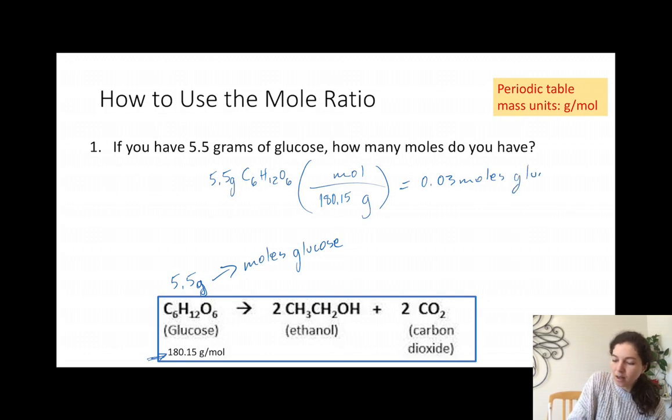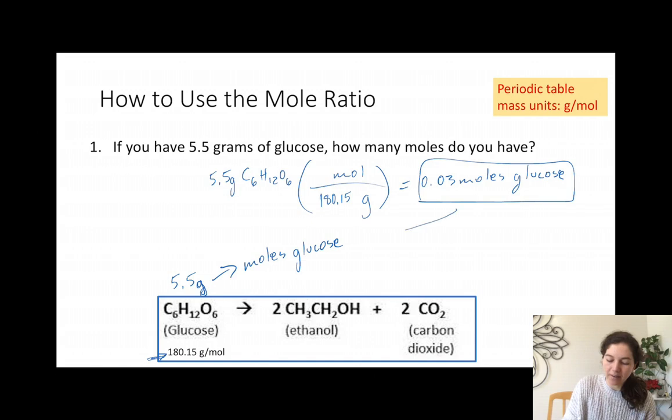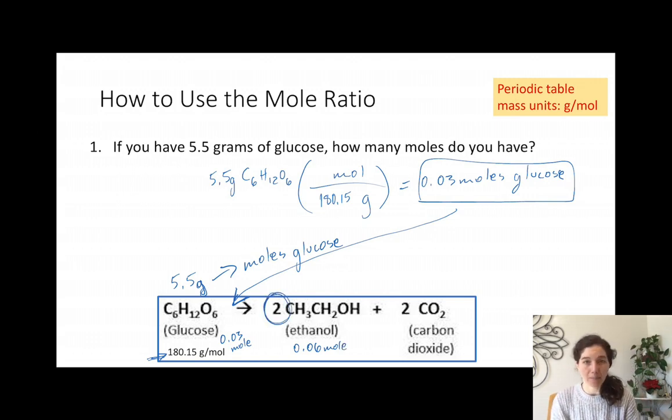Okay, great. So now we're in moles. That's how many moles of this stuff we have. And remember, we can compare moles to moles. We can certainly do what I showed you last time, but with moles. So because we have 0.03 moles of this, that means we've now got 0.06 of this, because there's twice as much. We can make that comparison. We can't with grams.